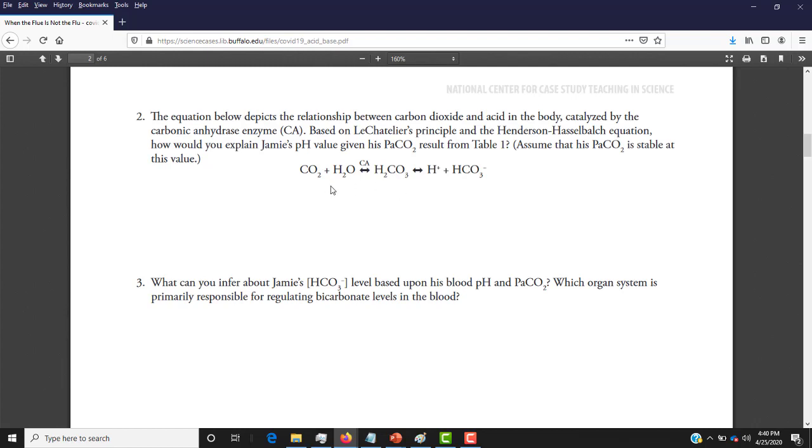So that's what I was looking for in number 2. The fact that carbon dioxide is building up, which means more carbonic acid, more hydrogen ion being produced, which will lower the blood pH.